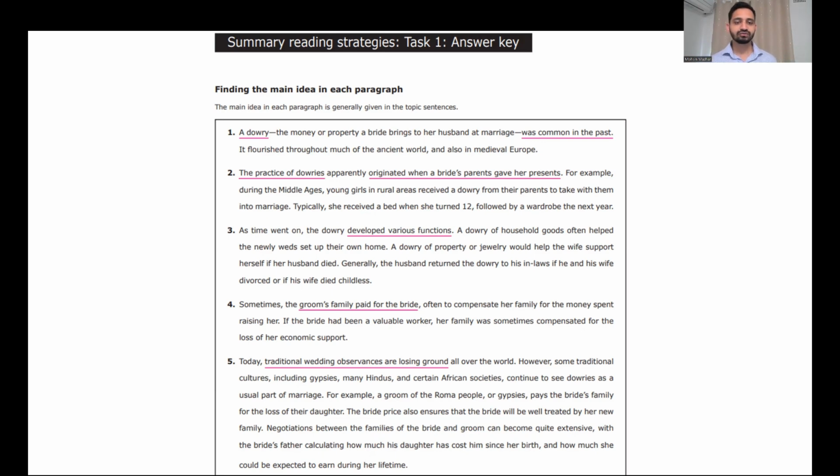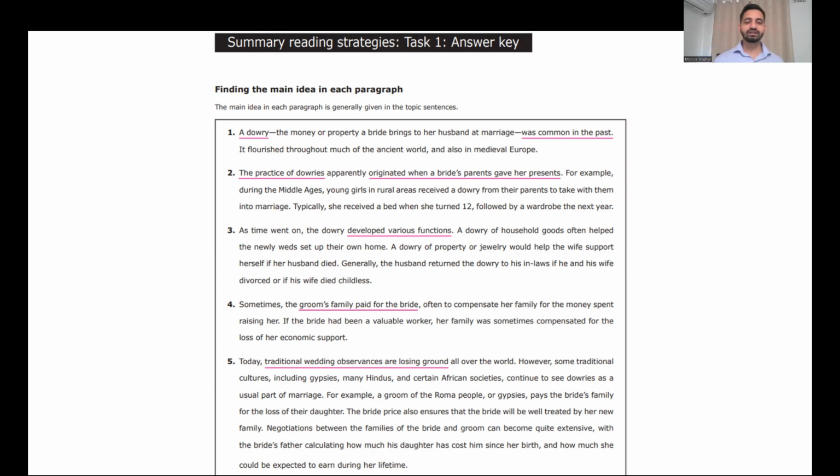Number 4, sometimes the groom's family paid for the bride, often to compensate her family for money spent raising her. And these are the reasons why the groom's family paid for the bride. But you don't want to talk about the reasons. You don't want to talk about what the main idea is. If the bride had been a valuable worker, her family was sometimes compensated for the loss of her economic support. So you're going to bring in the main idea, which is the groom's family paid for the bride.